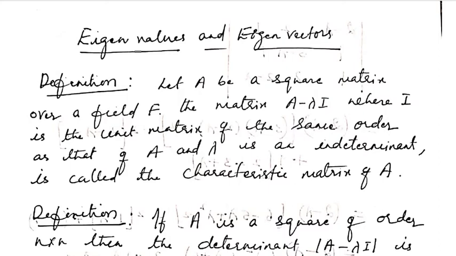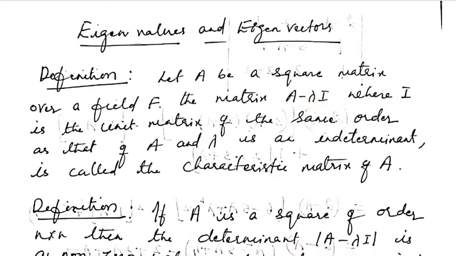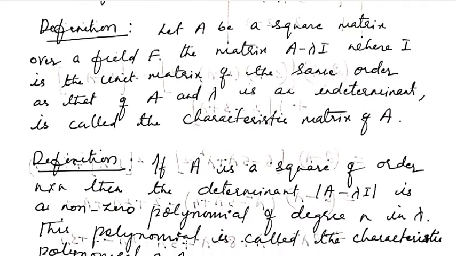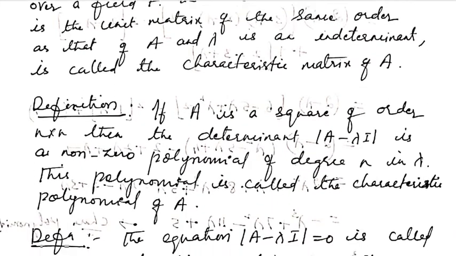The matrix A minus lambda I, where I is the unit matrix of the same order as that of A, and lambda is an indeterminate, is called the characteristic matrix of A. So the matrix A minus lambda I, where lambda is an indeterminate and I is an identity matrix of the same order as that of A, is called the characteristic matrix. Then the determinant of this characteristic matrix is called a characteristic polynomial.